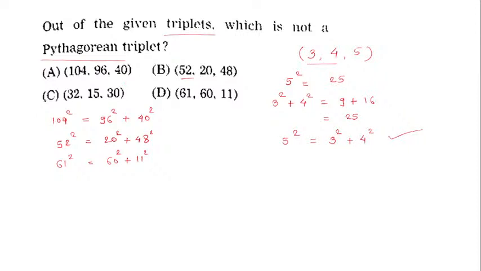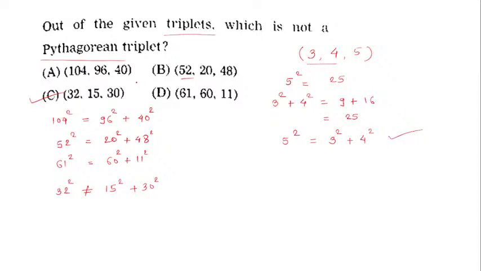But for option C, it is not the case. 32 square is not equal to the sum of squares of the remaining two, that is 15 square plus 30 square. So it is not satisfied for the third triplet. That's why the third triplet is not a Pythagorean triplet and the remaining three are Pythagorean triplets. So our answer is option C, as it is not a Pythagorean triplet. So this is how we can decide whether the given triplet is a Pythagorean triplet or not.